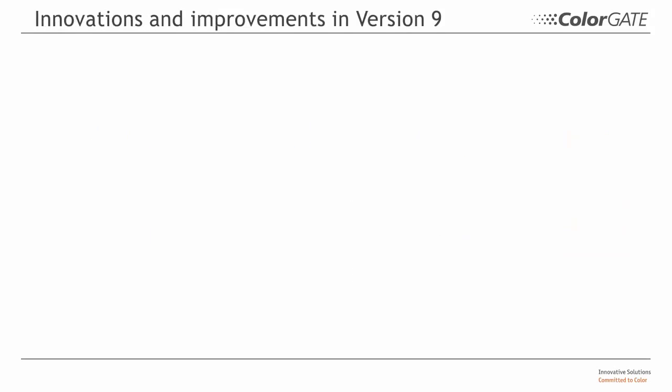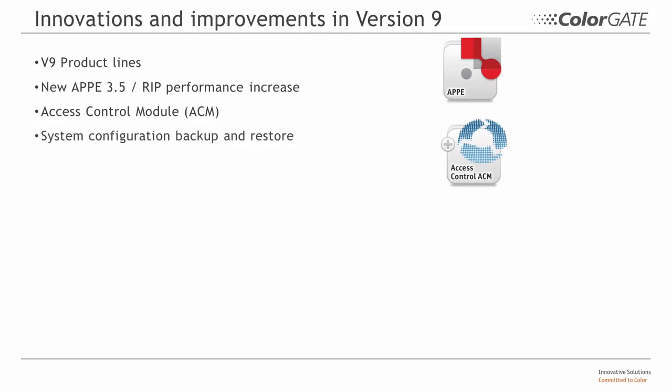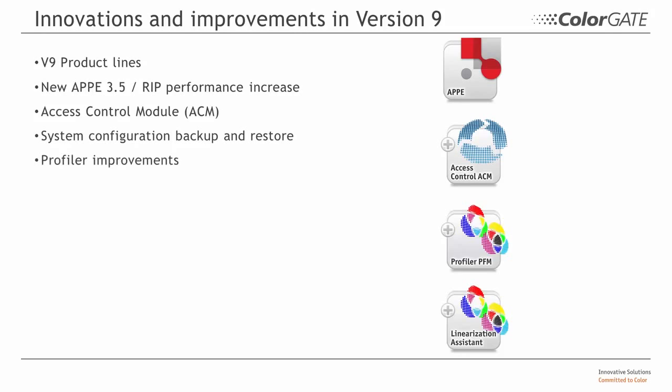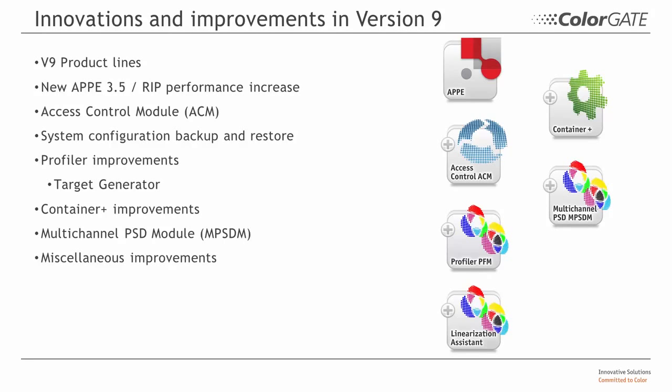The highlights of version 9 include the version 9 product lines, the new APPE 3.5, RIP performance increase, the access control module ACM, system configuration backup and restore, profiler improvements, the target generator, container plus improvements, multichannel PSD module MPSDM, miscellaneous improvements, and a new value pack strategy.